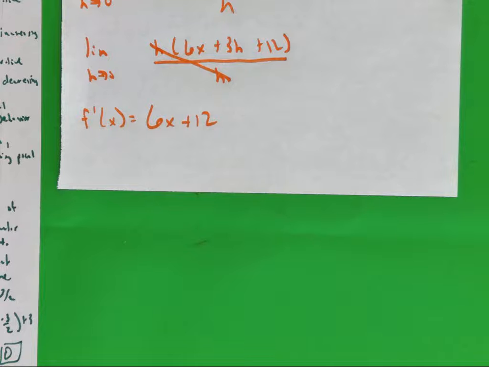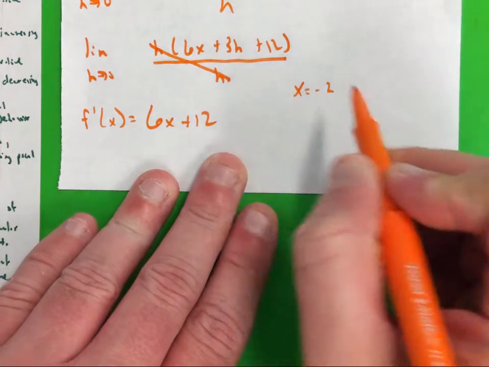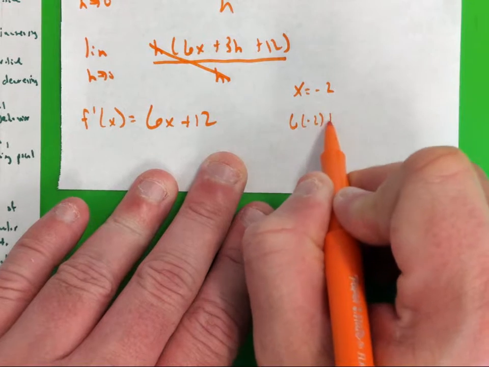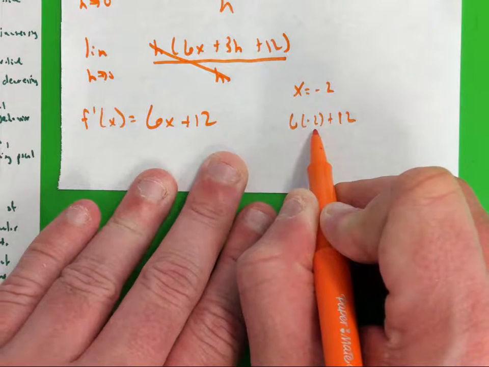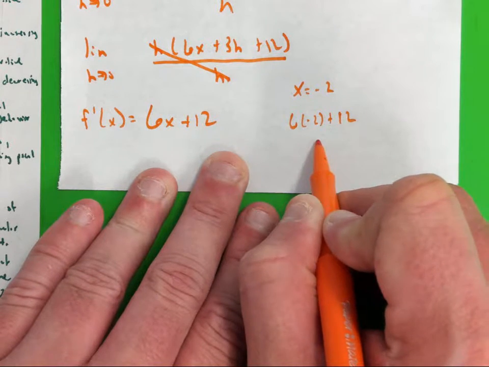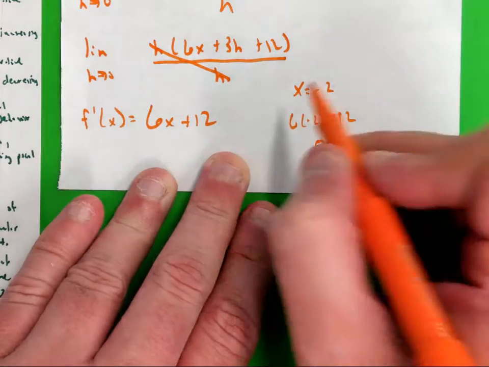Does that make sense? If it's positive, it means the graph is doing what at x equals 1? Increasing. Does that make sense? Okay. So what did the problem want to find out? They want to know what is going on at x equals negative 2. 6 times negative 2 is what? Negative 12 plus 12 is 0. So is it increasing, decreasing, or turning? Turning at that point, at this number.